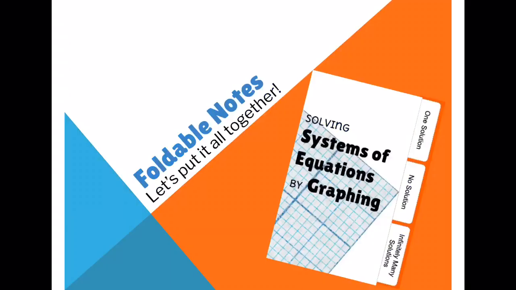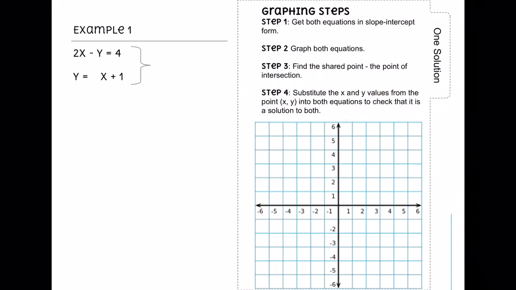Okay, now it's time to take out your notes that look like this and follow along. In the first example, we have a system of equations, and we have the steps over here on the right, and we're going to follow them one by one. So step 1 says get both equations in slope-intercept form. Let's take a look here. Number 1 is not in slope-intercept form, but number 2 is. So let's put this equation in slope-intercept form.